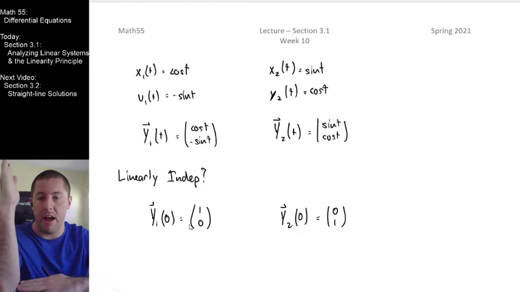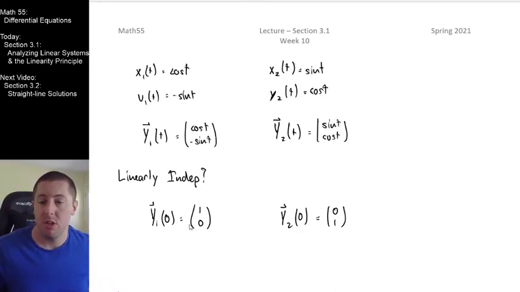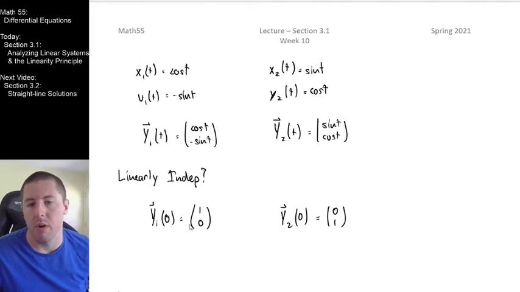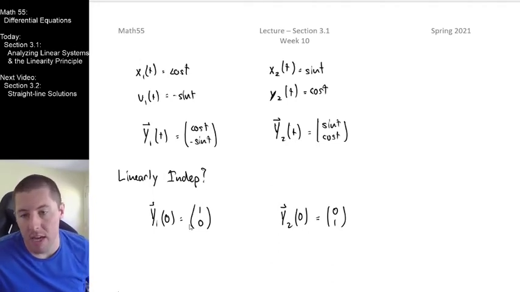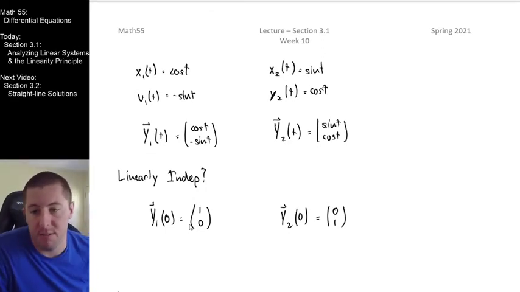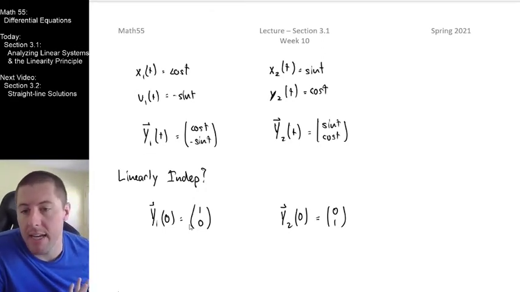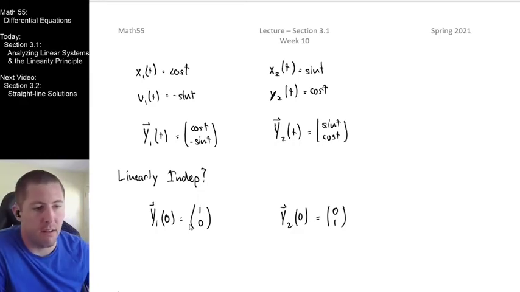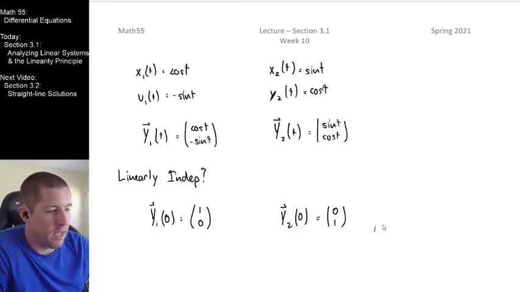If you're a linear algebra person that's already taken linear algebra, then you should recognize these as our essential basis for R2, right? We can get to any location in the two-dimensional plane by just taking linear combinations of these two vectors. This is what we call i and j if you're a physics person, really all of our vector notation, stuff like that. So we're going to say, yes, linearly independent.